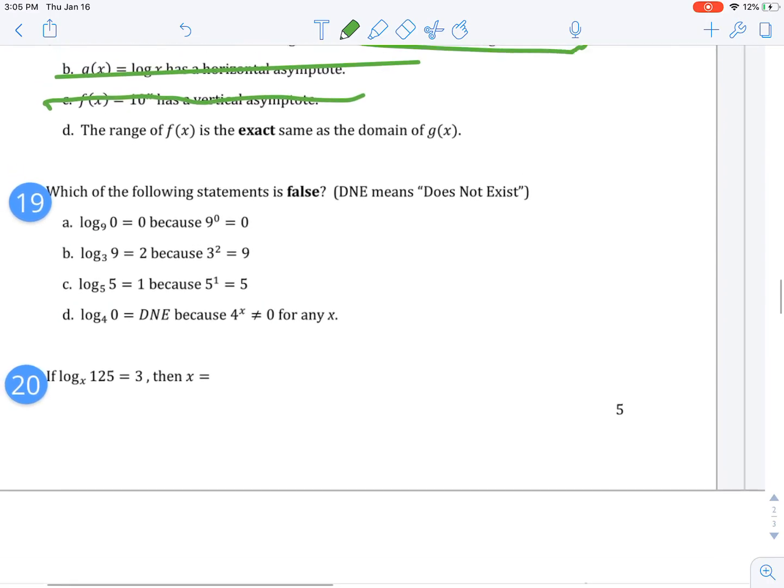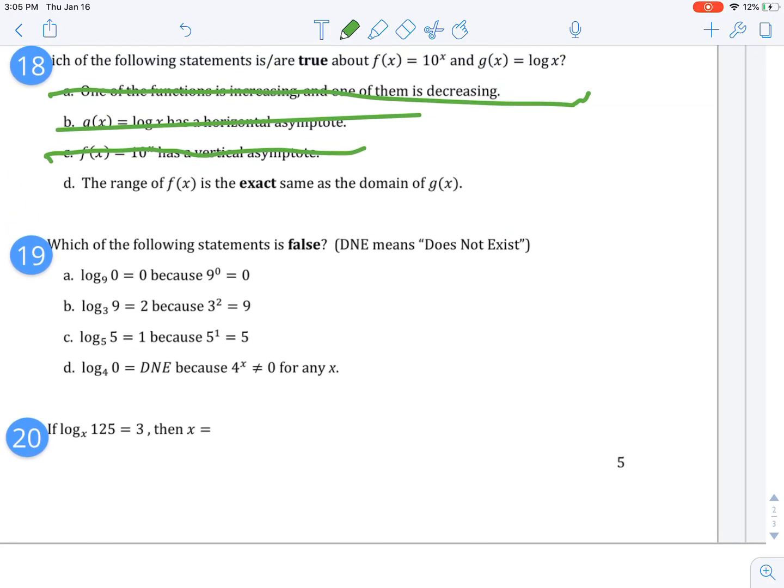Which of the following statements is false? DNE means does not exist. So let's see here. We got log base 9 of 0 equals 0 because 9 to the 0 is 1. So that's false. Log base 3 of 2 is 9. Yep. Log base 5 of 5 is 1. Yep. And log base 4 of DNE is 0. 4 to does not exist equals 0. That's true because you can't have 4 to something and have it equal 0. Remember, it has an asymptote at 0. It can't get that low.